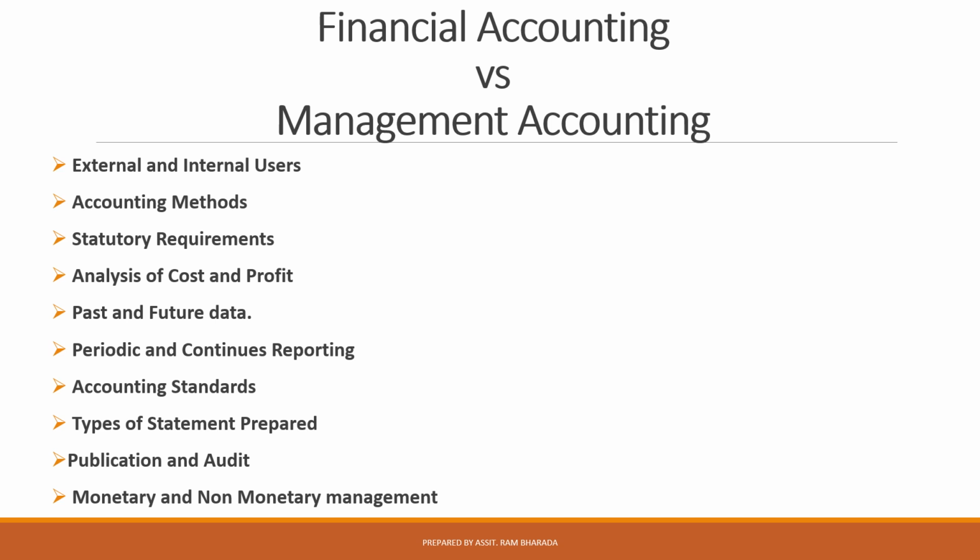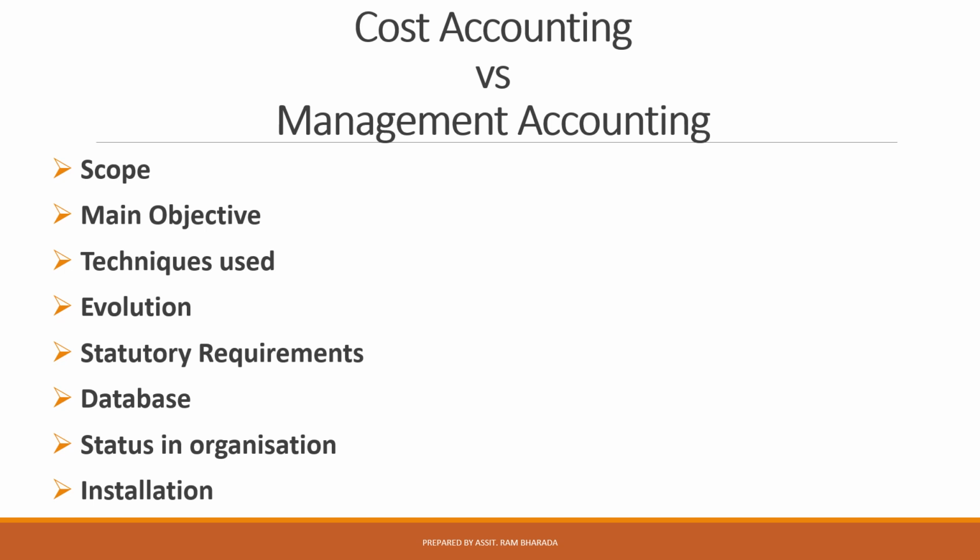The last point: financial accounting records only monetary transactions, but management accounting records monetary plus some non-monetary transactions also. Come to the next part, the difference between cost accounting and management accounting. The scope of cost accounting is limited to the calculation of cost only, up to the determination of the cost of a product or a service, whereas the scope of management accounting is not limited to cost only.